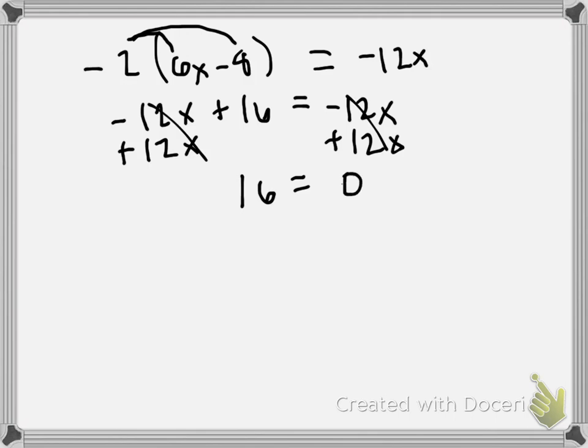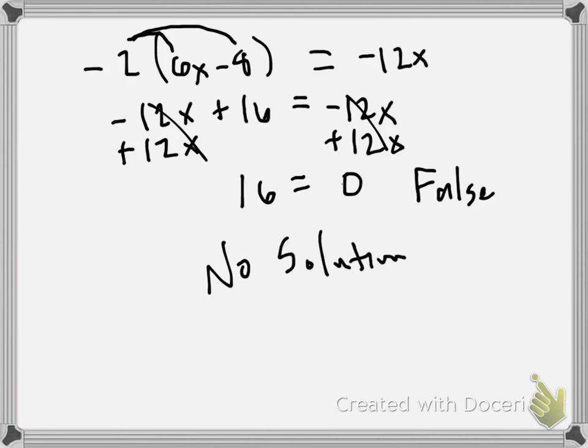So this is another one of the special cases, just like we saw in the last one. Okay, and this one, though, is a statement that is always false. 16 is not equal to 0. So when you get a false statement like this, what that's going to tell you is that there is no solution to this thing.